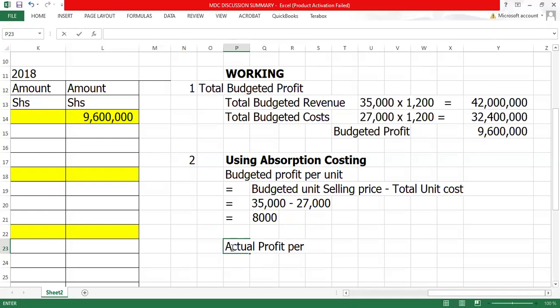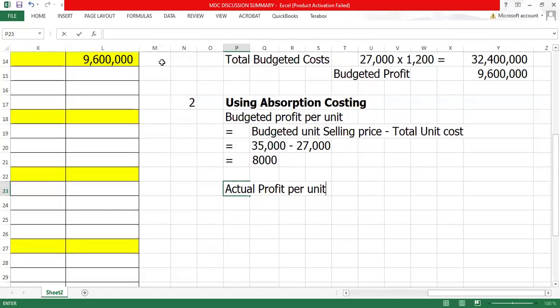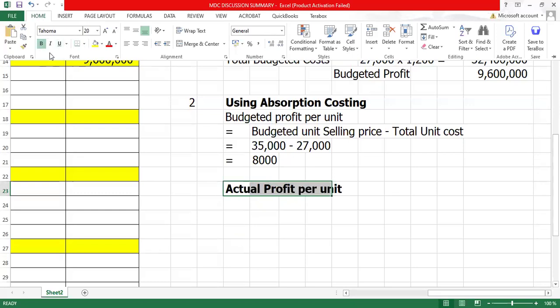per unit, the actual profit per unit. So when you're dealing with sales variance, always start with these two workings. So how do you get the actual profit per unit?